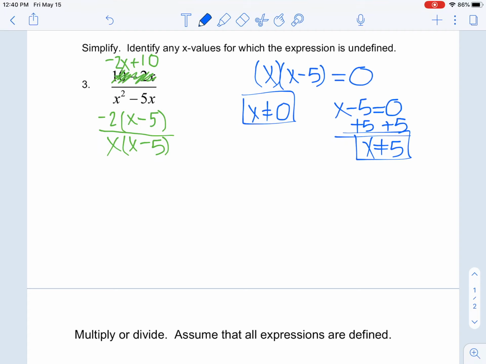Next, we can go back to our problem and continue to simplify. So we have x minus 5 in the numerator and the denominator, so those would cancel out. So that leaves us with just negative 2 over x.